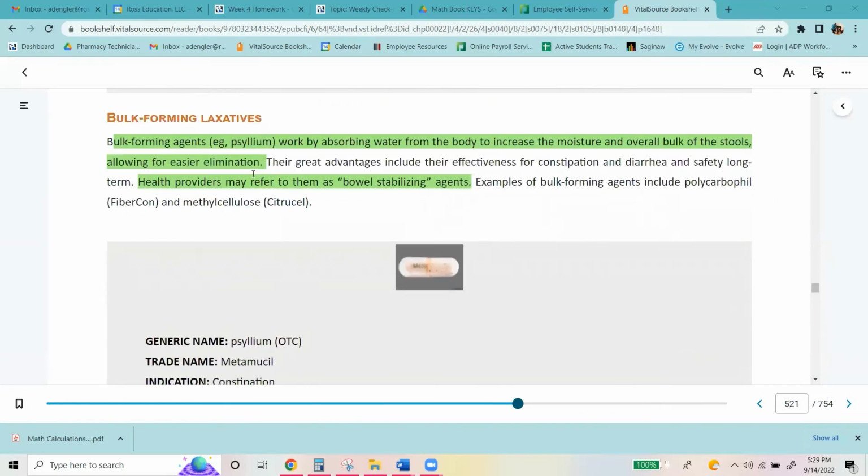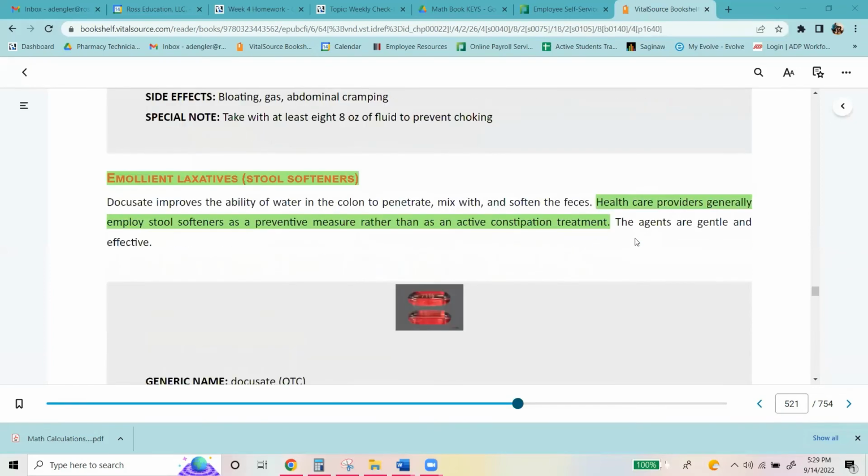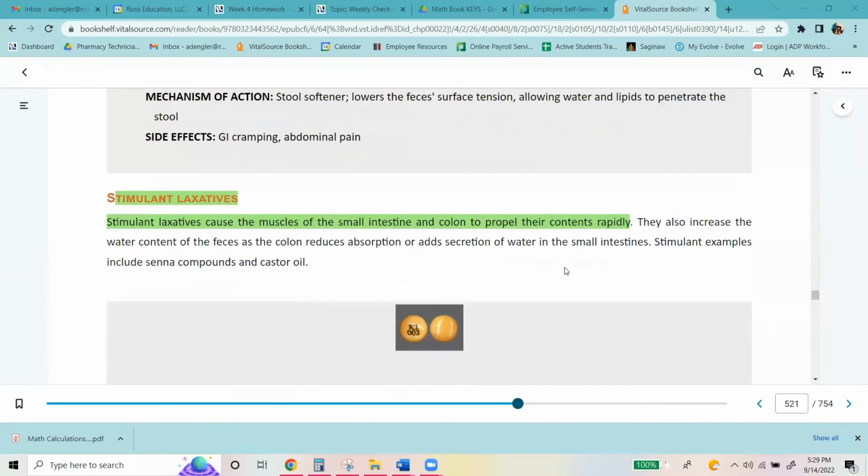Bulk-forming agents like psyllium work by absorbing water from the body to increase the moisture and overall bulk of stools, allowing for easier elimination. Health providers may refer to them as bowel stabilizing agents. Docusate improves the ability of water in the colon to penetrate, mix with, and soften the feces. Healthcare providers generally employ stool softeners as a preventative measure rather than an active constipation treatment.